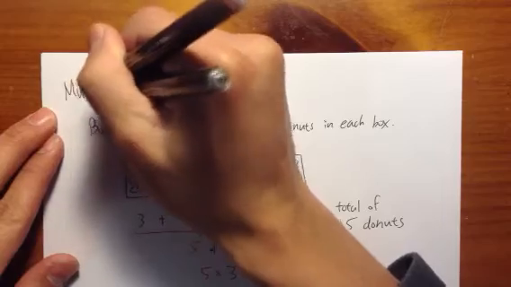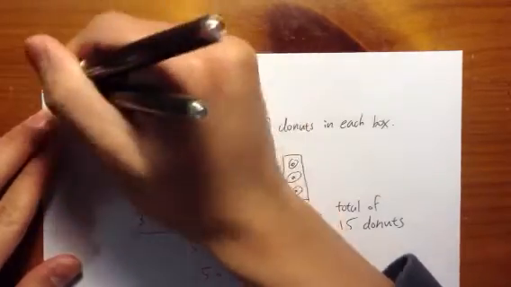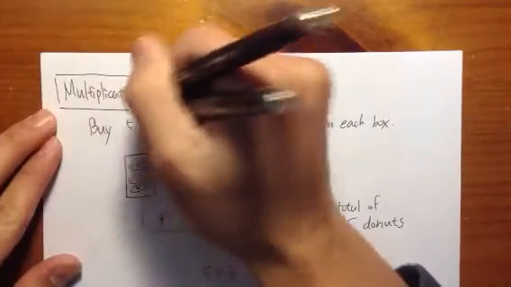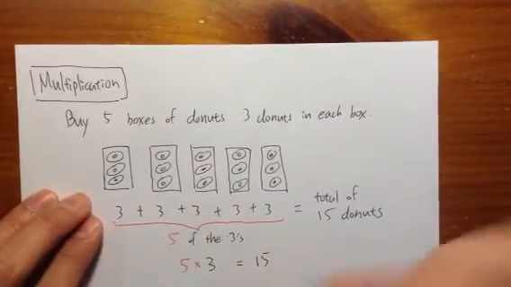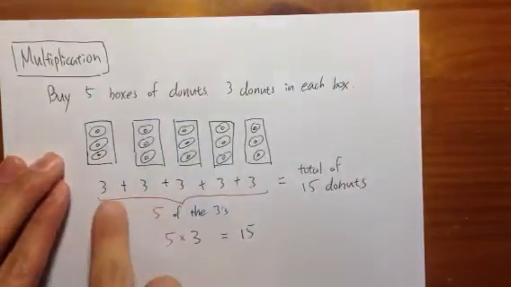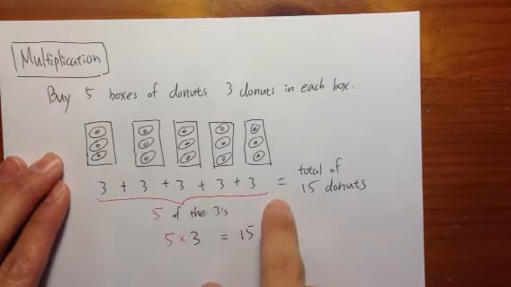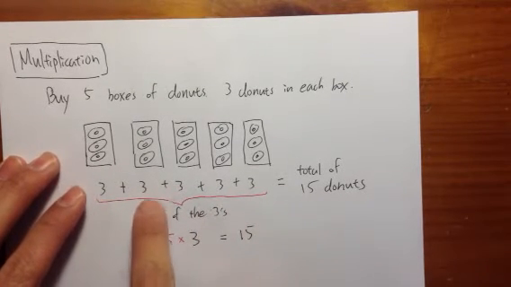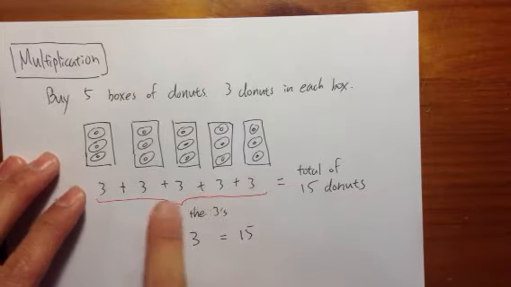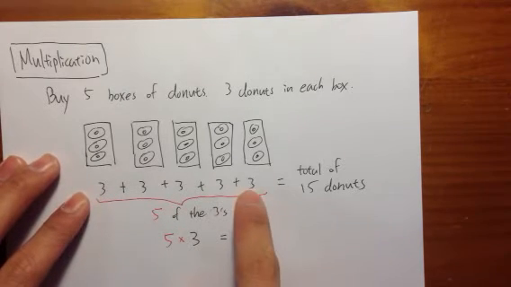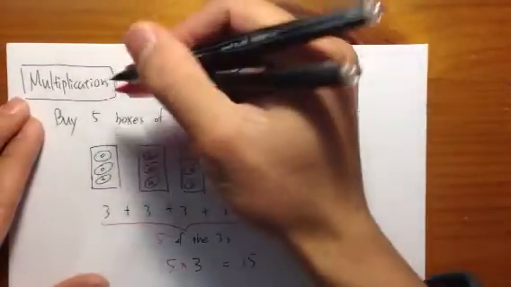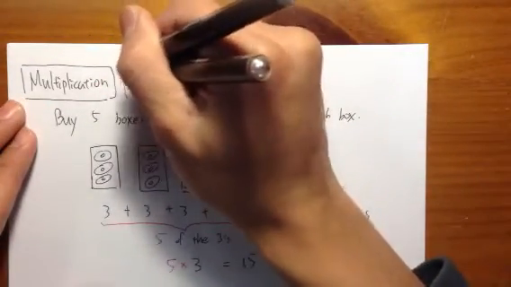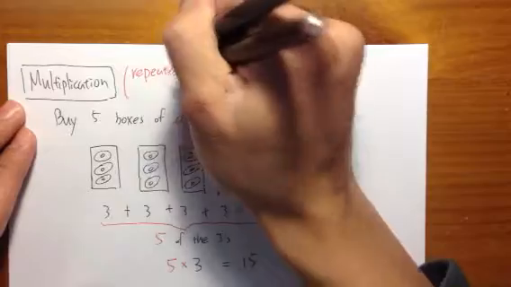That's multiplication. And what multiplication is, is just repeated addition. You just keep adding the number over and over. You have to just count how many of the same number you're adding. In this case, we have 5 of the 3s that we're adding, so we are doing 5 times 3. So multiplication is a repeated addition.